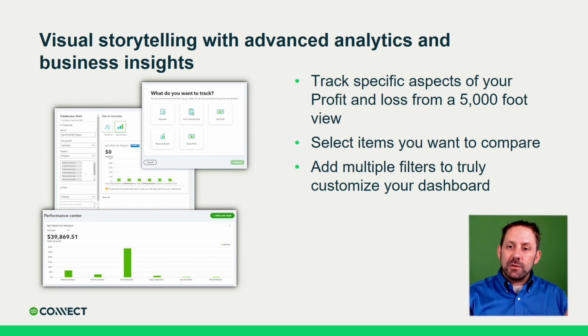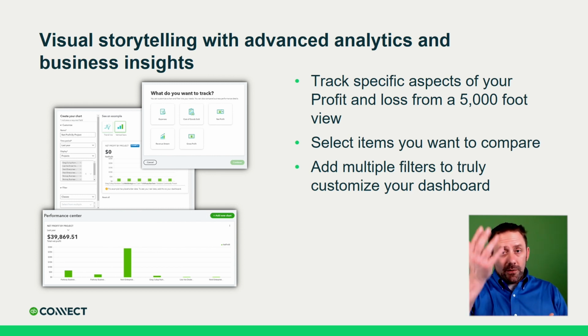Through the reporting, you can select what items you want to compare. So this customer versus that customer. Maybe it actually is items. Which were your most profitable items to sell or not? You can add multiple filters and you can save these little widgets all on your own customized dashboard. So at a glance, you can always be seeing visually what's going on in your company. I mean, which would you prefer? Trying to read through a whole bunch of reports or look at a visual dashboard to see how you're doing?